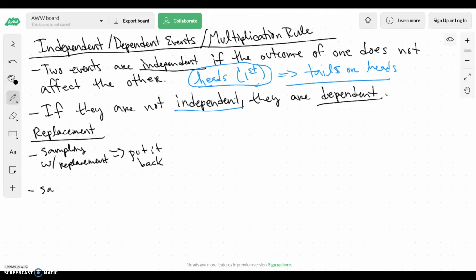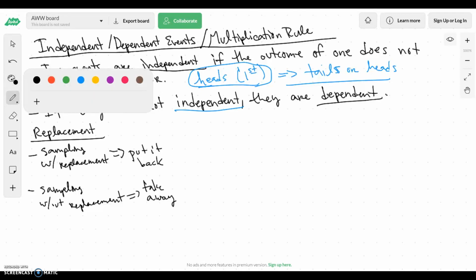If I say that I'm sampling without replacement, then this is completely different. This just means that I'm not putting it back, so I take it away. I know it's very simple, very obvious: with replacement, I'm going to put it back, and without replacement, I'm going to take it away. But it can sometimes be very confusing.